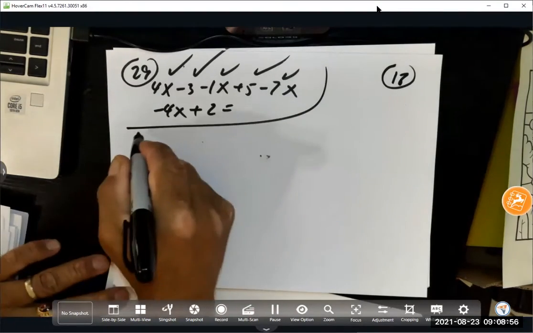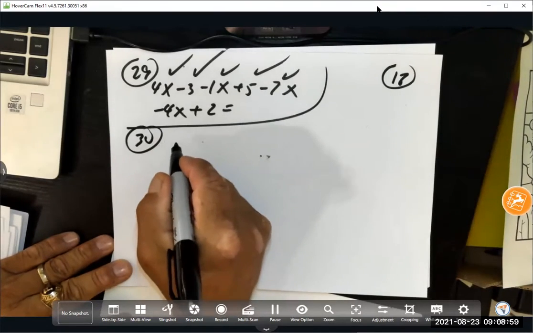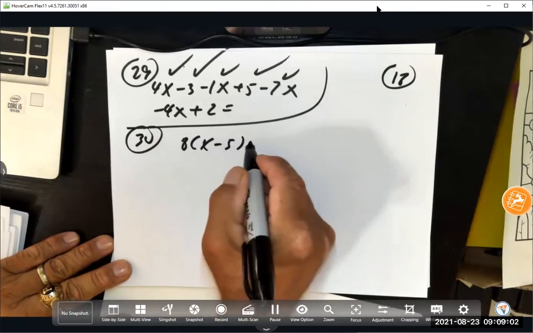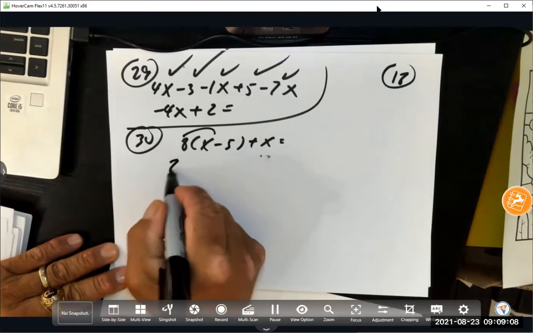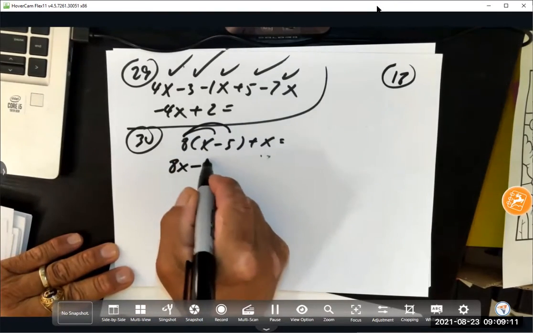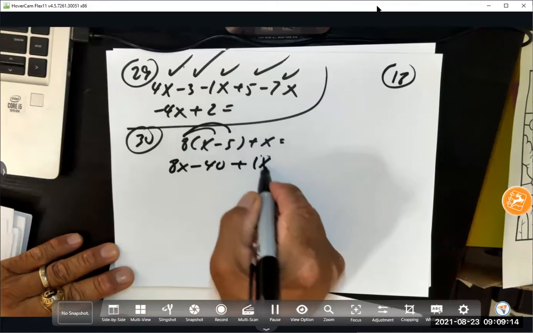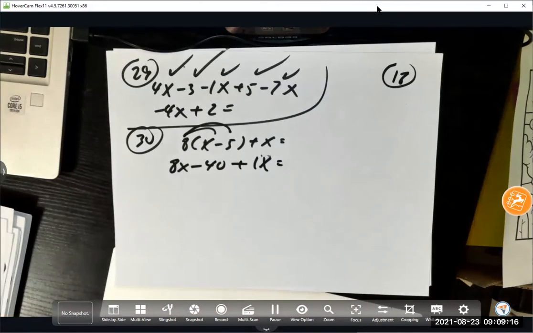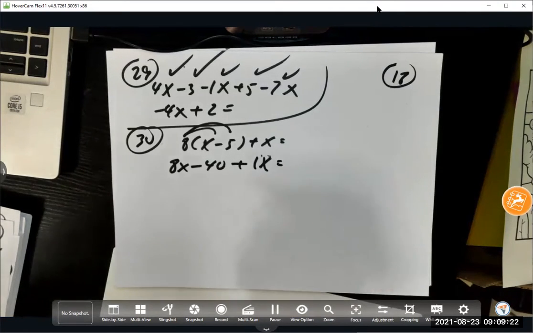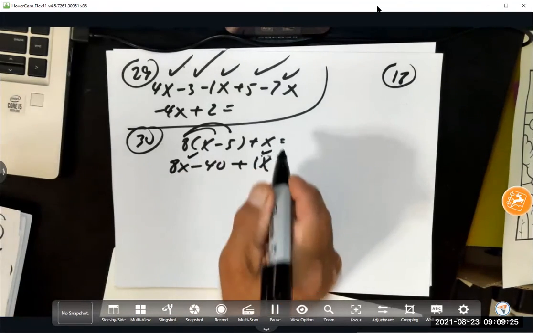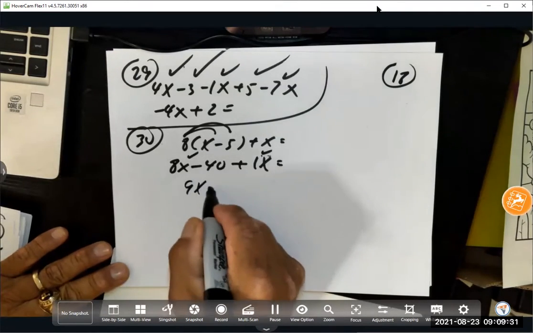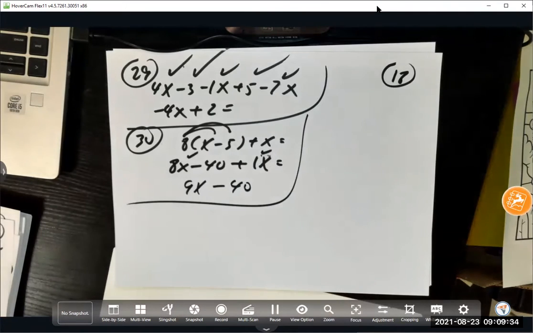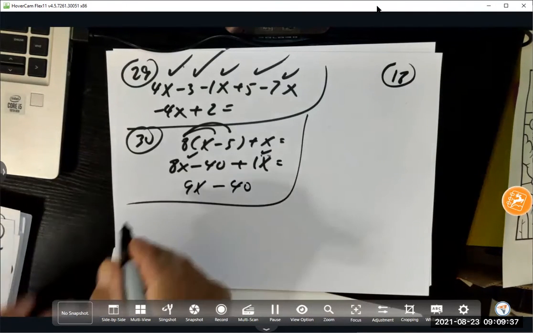All right, number 30. Let's go to another one, a little bit harder. You have 8 times x minus 5 plus x. So 8 times x is 8x. 8 times negative 5 is negative 40, plus x. I'm just going to put a 1 here. Is that all right? Now put them together. Can I put the 8x and the 1x together? How much is that? 9x. 9x minus 40. It's done. Is that all right? Yes. All right, 31.